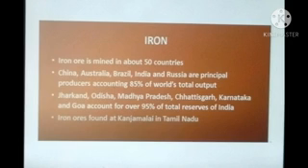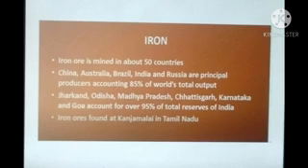Jharkhand, Odisha, Madhya Pradesh, Chhattisgarh, Karnataka and Goa account for over 95% of the total reserves of India. In Tamil Nadu, iron ore is found at Kanjamalai.